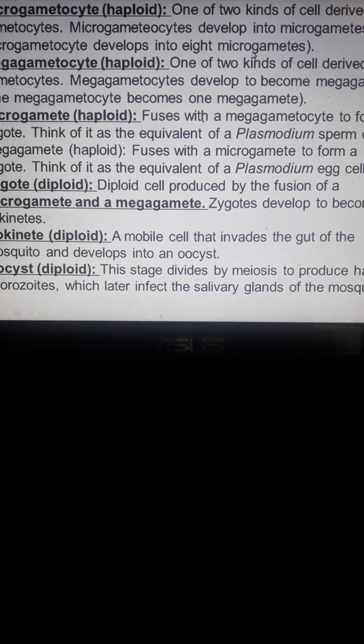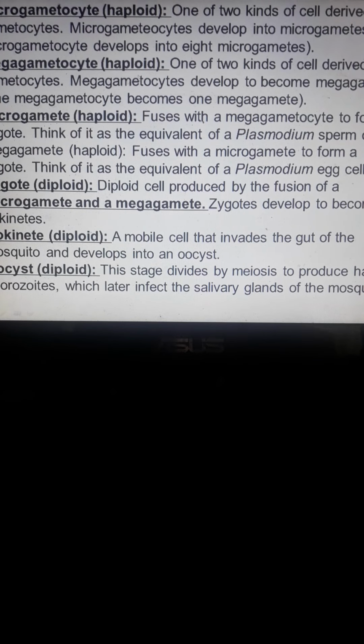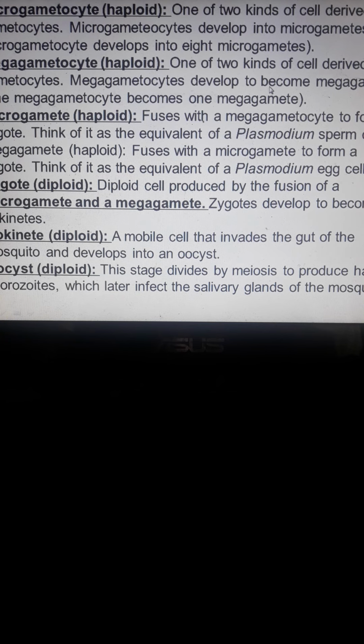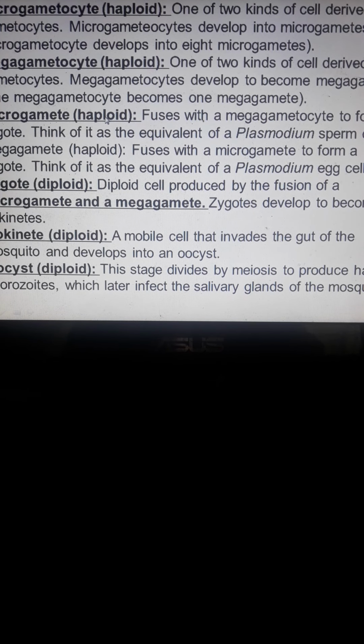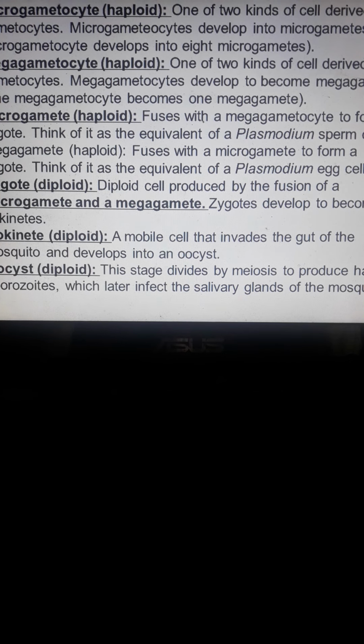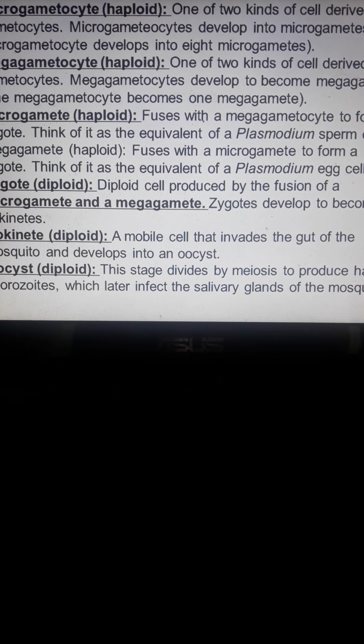Take note. And we have the macrogametocytes, haploid, one of the kinds of cells derived from gametocytes. The macrogametocyte develops to become a macrogamete. 1 macrogametocyte can form 1 macrogamete. Okay? And we have the microgametes. The microgametes fuse with the macrogamete to form a zygote, and think of it as equivalent to the Plasmodium sperm cell. So the haploid macrogamete fuses with the microgamete to form a zygote.